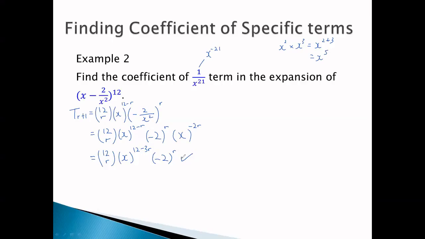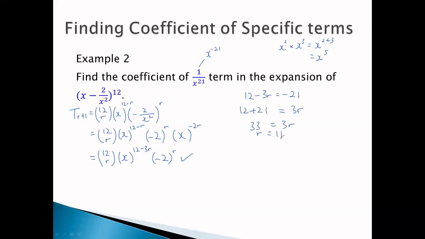Okay, so now that I have got my general term, which is this, I'm no longer referring to the first step, I'm referring to the final general term. Okay, find the coefficient of x to the power minus 21. So, can you see my x here? This is my power, 12 minus 3r in my general term. I'm going to equate it to negative 21 because I want to find out what my r is. That's the main goal here. So if I shift it over, 3r equals 12 plus 21. Okay, I will get 33 and r equals 11.